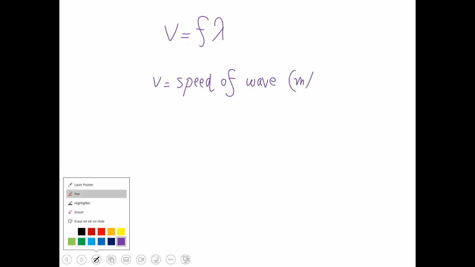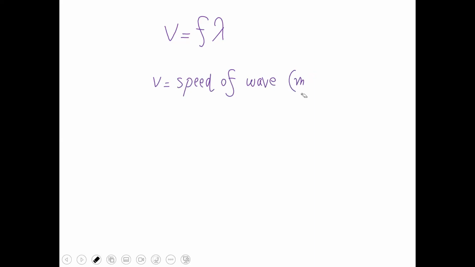Now see the formula. v is equal to f lambda. v is equal to speed of a wave. This is a very important formula, and it comes very regularly. It comes in nearly every paper.